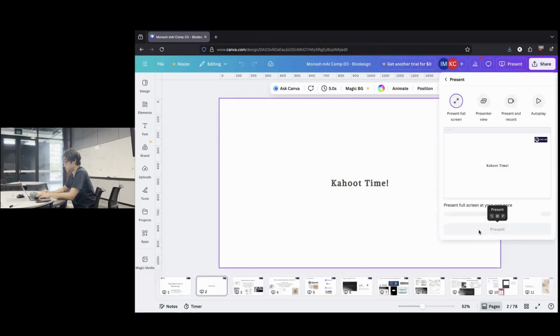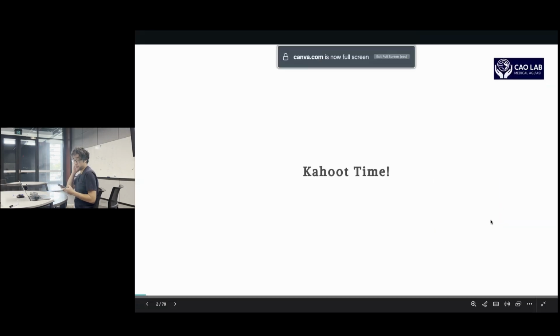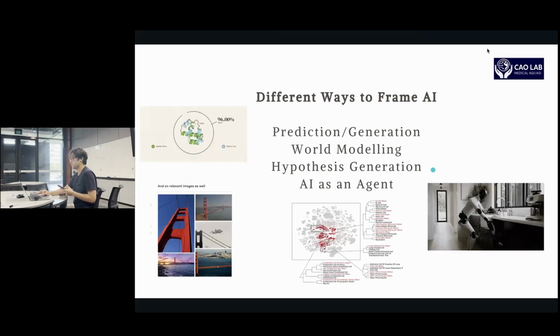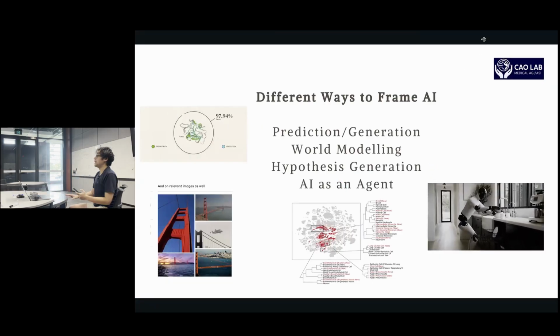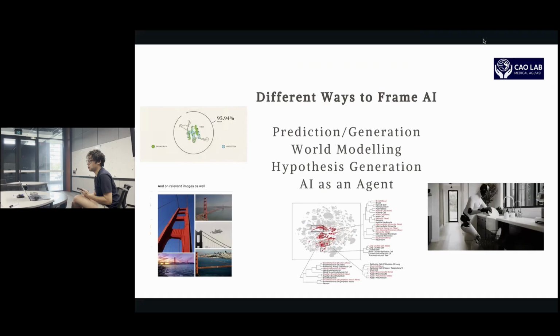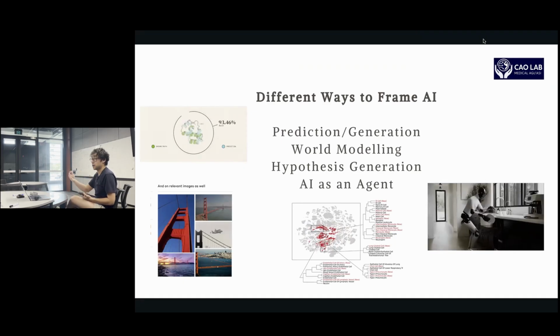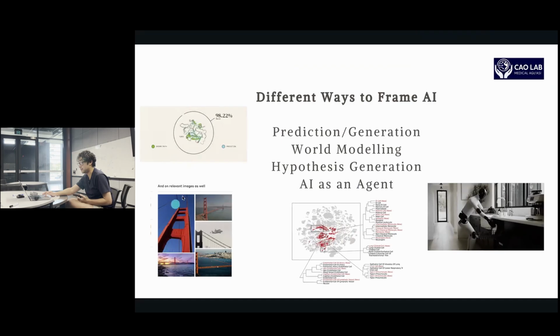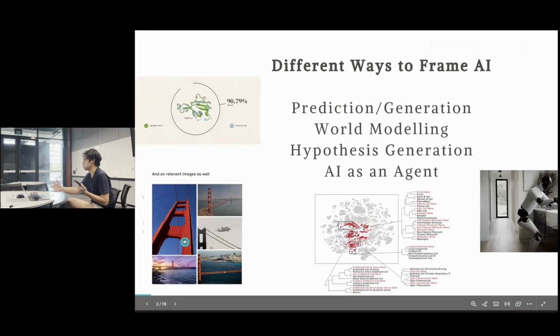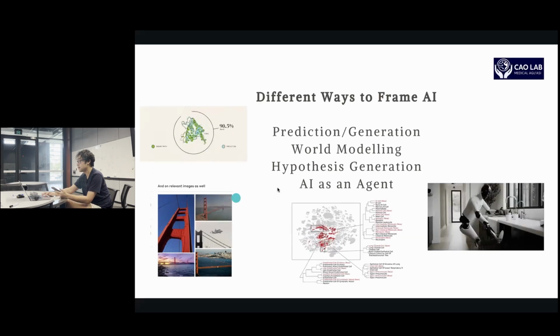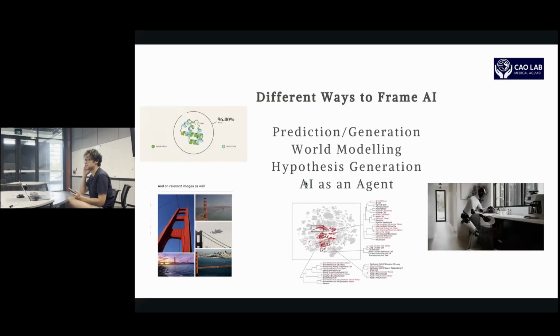So a bit of a recap from yesterday before we start today's material. Yesterday we talked about different ways that you can think and frame AI. For example, AI as a prediction and generation tool, right? We talked about AI as a world modeling tool. So for example, understanding and having concepts for things like the Golden Gate Bridge in many different languages and even in images and videos. We talked about AI as a hypothesis generation tool.